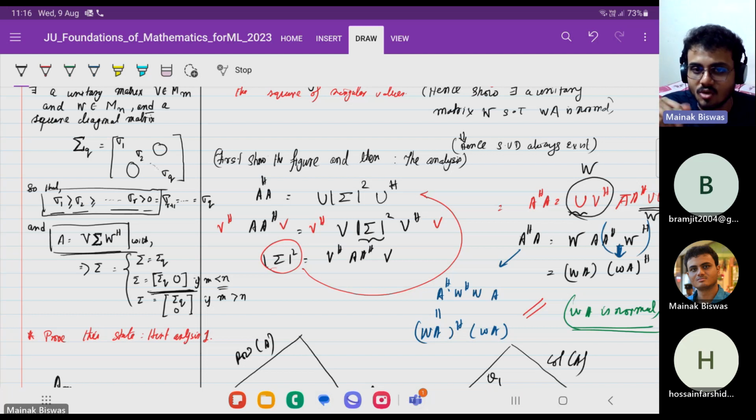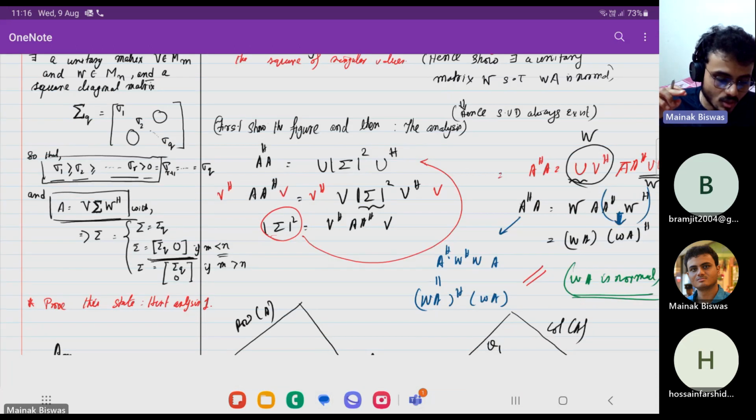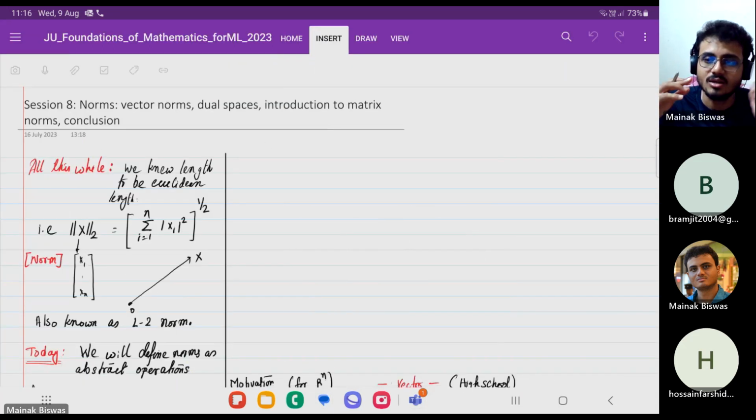Next day, we'll be trying to do what is called norms, where we quantify. I think somebody had mentioned norms somewhere, L2 norm and L1 norm. So we'll be doing those next day, where we'll be trying to measure the amount of energy in the matrices as well as vectors.